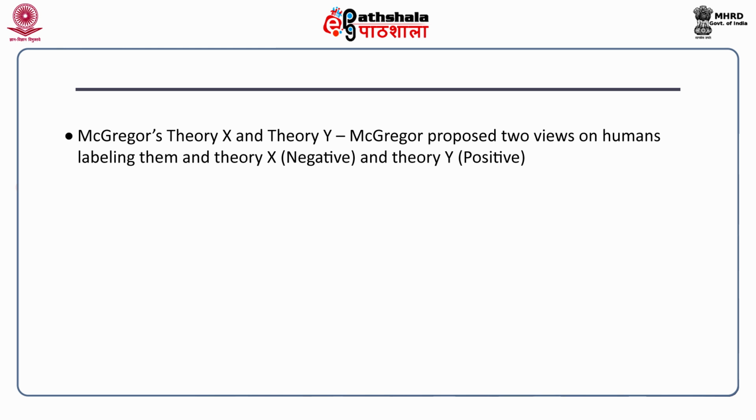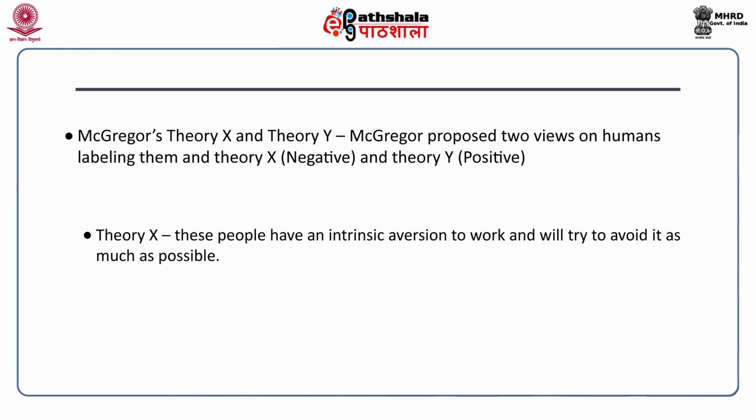McGregor's Theory X and Theory Y. McGregor proposed two views on humans, labeling Theory X as negative and Theory Y as positive. Theory X refers to people who have an intrinsic aversion to work and will try to avoid it as much as possible. They must be pressurized, forced, supervised or intimidated with punishment to perform effectively. Such people will avoid tasks and seek formal direction. They place security above all the factors and will display little ambition.